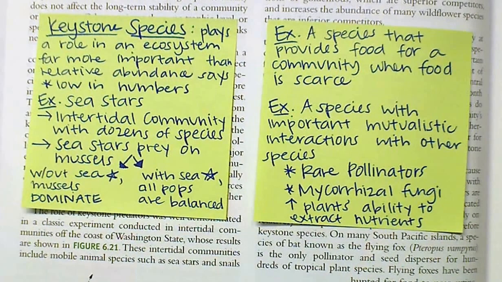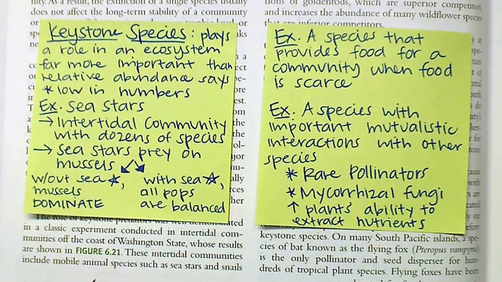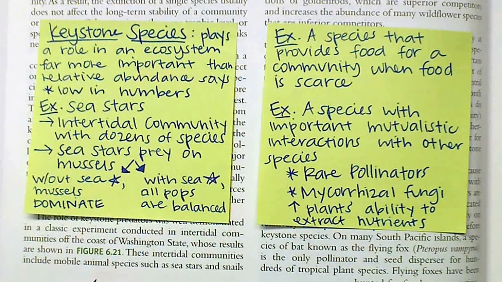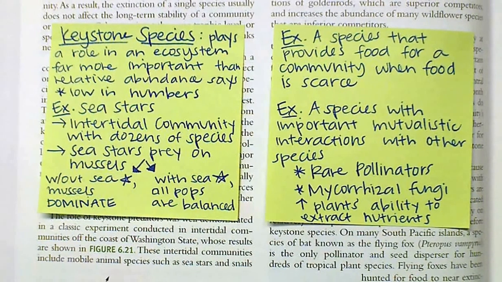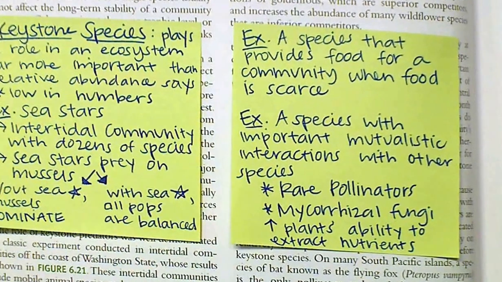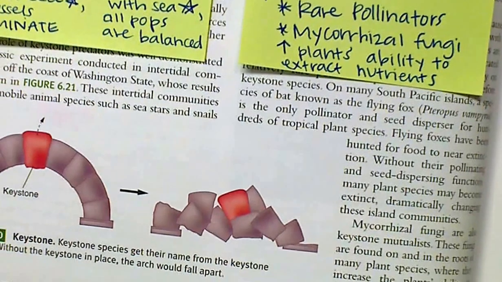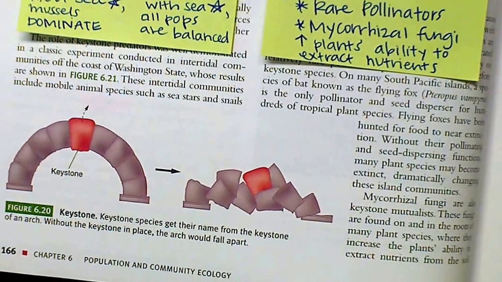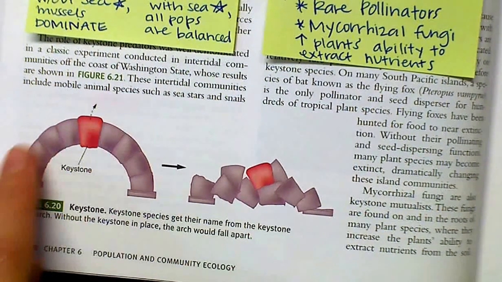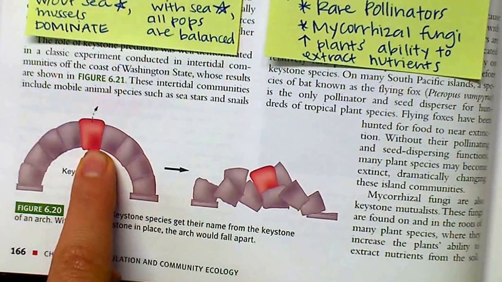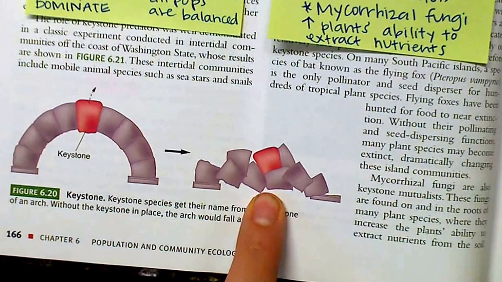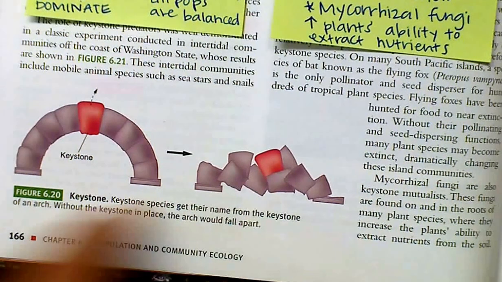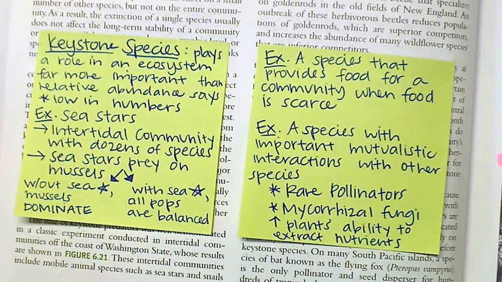Okay, so keystone species are going to be those that play a role in an ecosystem far more important than the relative abundance says. So usually they are pretty low in numbers, but they are called keystone because of this architecture concept. Whenever you build an arch of something, there's always a keystone, like an essential block in the arch, and without that the whole thing crumbles. So the scientists have kind of taken that on from architecture in being able to describe these species because they are so essential to these different ecosystems.